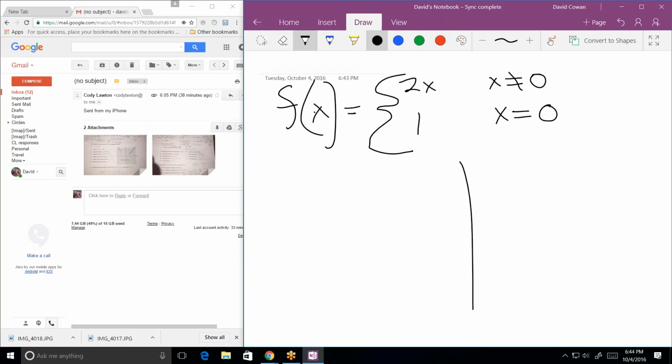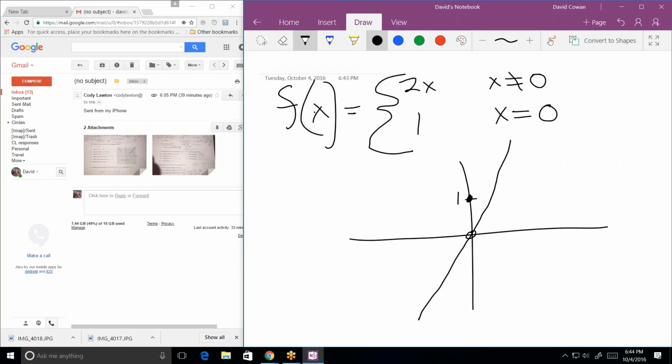Okay, let's graph that. There's only 2 places that I care about. When x is equal to 0, it's 1. In other words, I'm going to start at the bottom. Whenever x is not equal to 0, the line goes through the origin and has a slope of 2. So it's like that, only there's a hole down here, an open circle, because at 0, it's no longer equal to 2x. It's equal to 1.